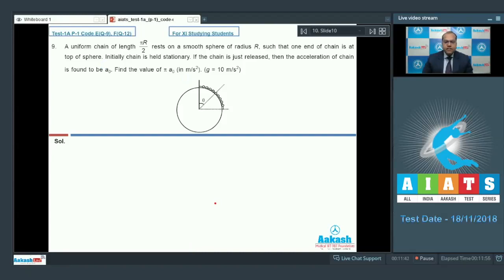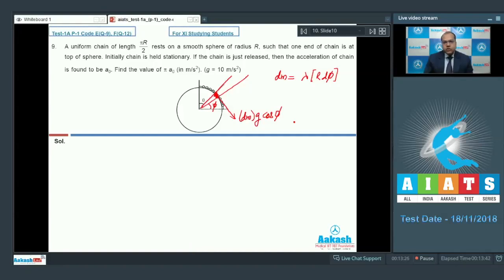So at this moment, if I consider an element at an angle phi of length r d phi, suppose this is the element, then the mass of this element dm can be written as linear mass density, let it be lambda, into length, that is r into d phi. So the component of the gravitational force acting tangentially is dm into g into cos phi, and due to this component it is gaining acceleration in the tangential direction. So if I integrate the tangential component of force on each element at this moment and divide by the mass of the chain, then I will get the acceleration of the chain at this moment.